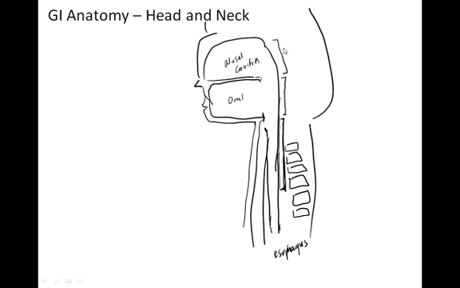The pharynx is bordered in front by the nasal cavity, oral cavity, and the larynx, and behind by the vertebral column or spinal cord, and to each side by the common carotid, which splits off into the internal and external carotids. So first, for the nasal cavity.